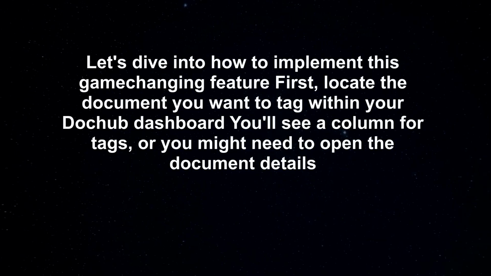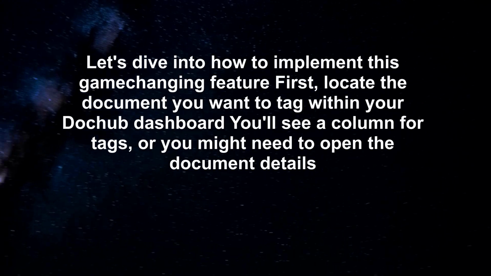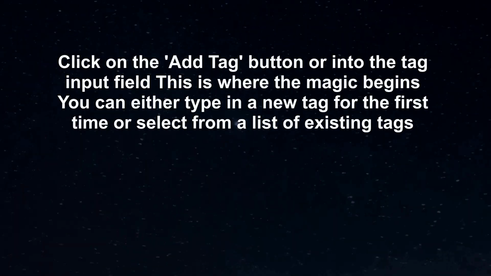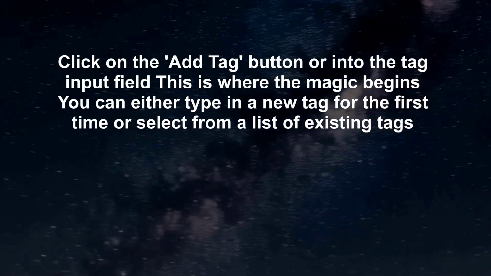First, locate the document you want to tag within your Dochub dashboard. You'll see a column for tags, or you might need to open the document details. Click on the Add Tag button, or into the tag input field. This is where the magic begins.